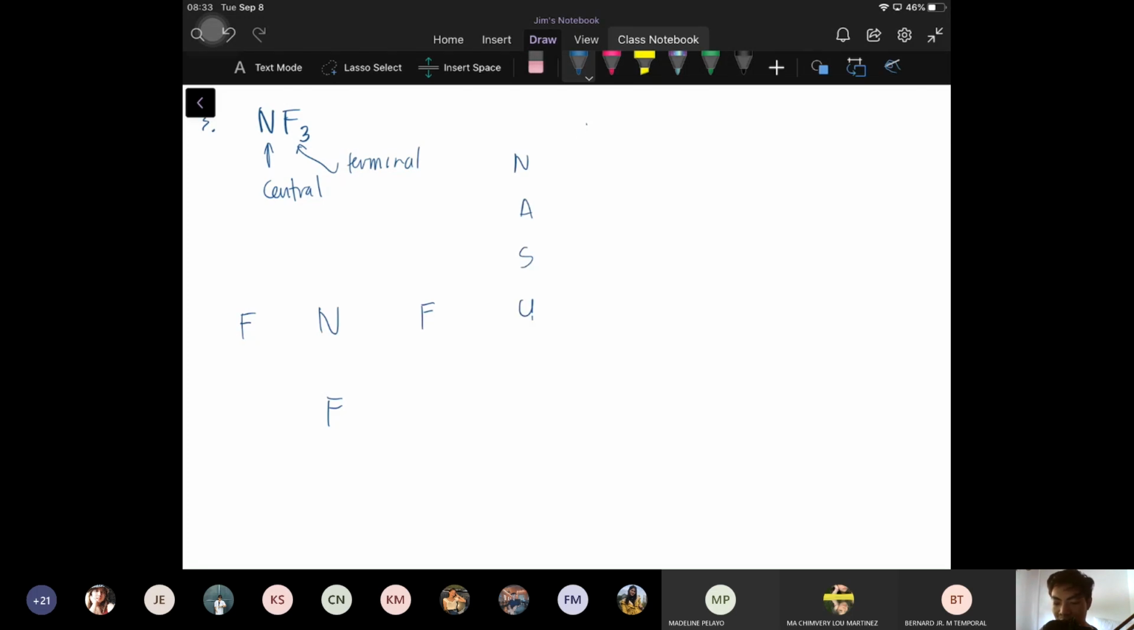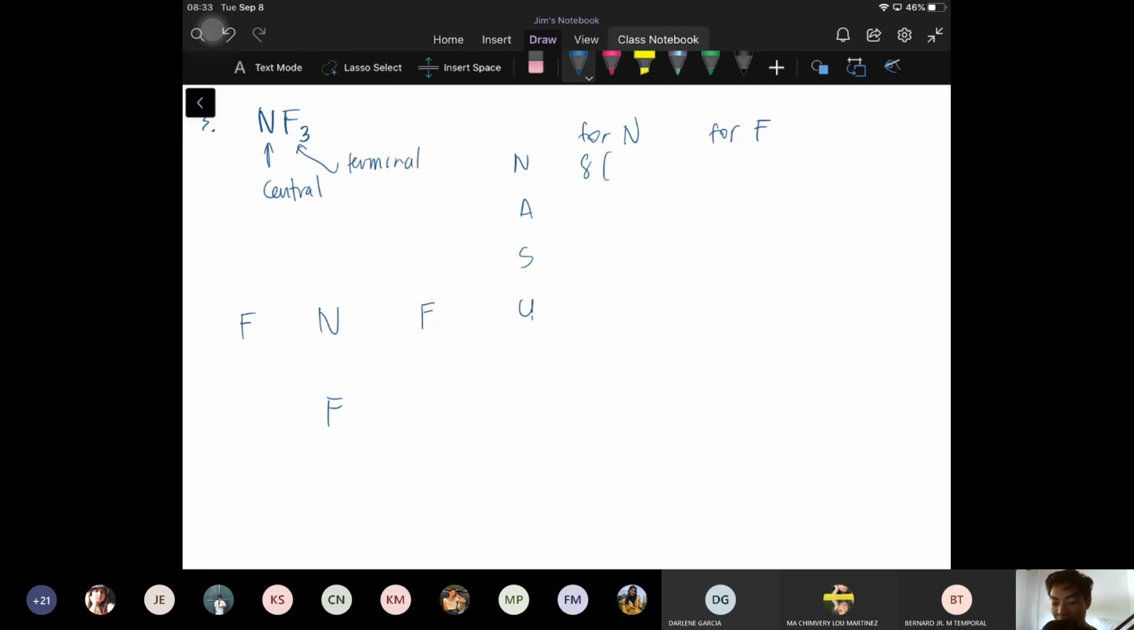Okay, so octet rule for nitrogen and for fluorine. Nitrogen. Nagpa-follow ba siya ng octet rule? Yes or no? You can use your mic na lang. Yes po, sir. Because it is in the p orbital. Basta ganun yung technique. If you can see the atom sa p block or sa p orbital, it should follow the octet rule.